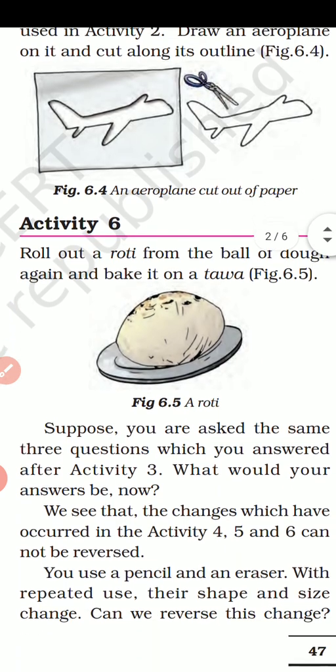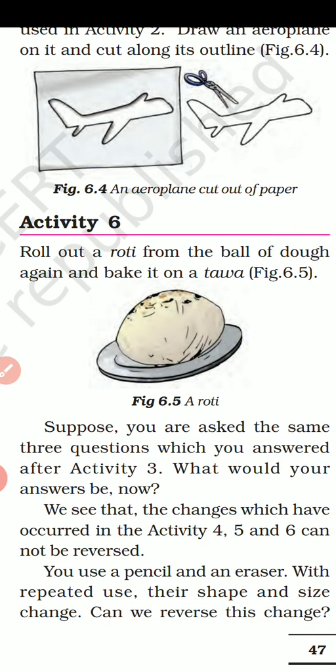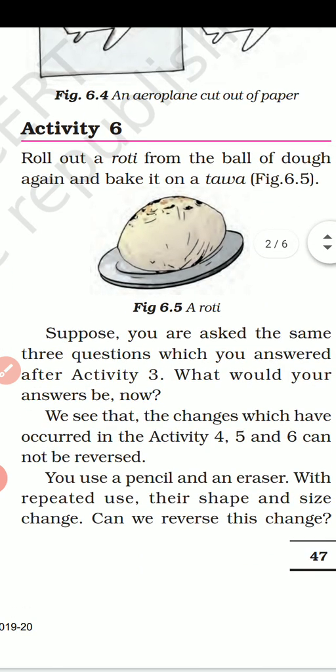Activity number 6. Roll out a chapati or a roti from a ball of dough and bake it on a tawa. So children, you have to roll it and bake it. You got your roti back. Now if I want my dough back, do you think you will be able to get the dough back? Suppose you are asked the same 3 questions which you answered after activity number 3. What would your answer be now?